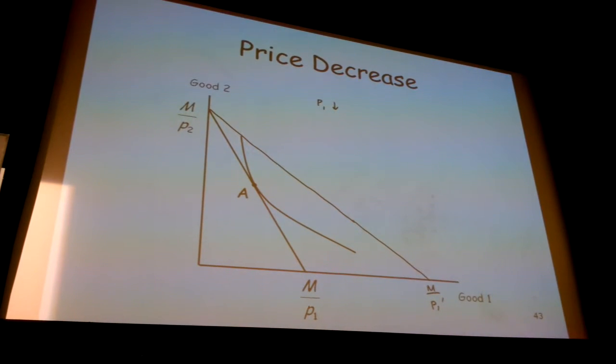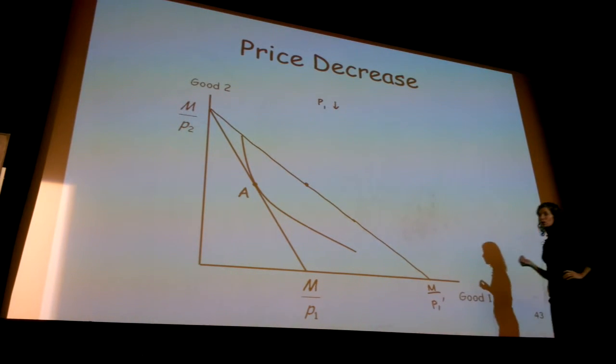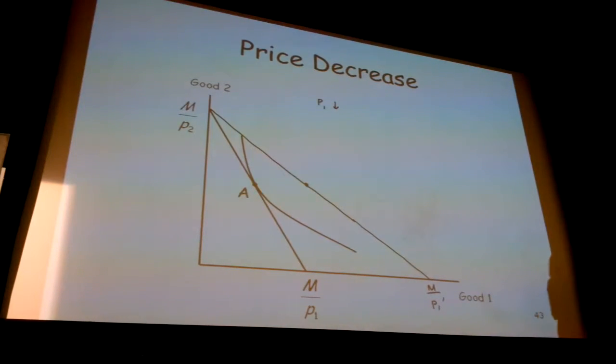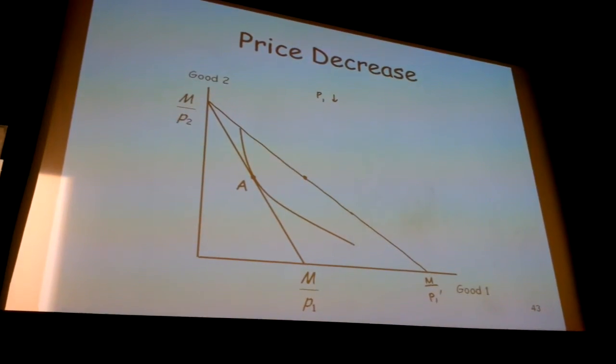The new x-intercept I'll call m over P1 prime. And again, there's a lot of flexibility. For students, I would say there's a frustrating amount of flexibility in terms of where that new optimal consumption bundle is going to occur. Okay? But I'm just going to draw it at point B here. There are lots of places that are going to work on this graph.